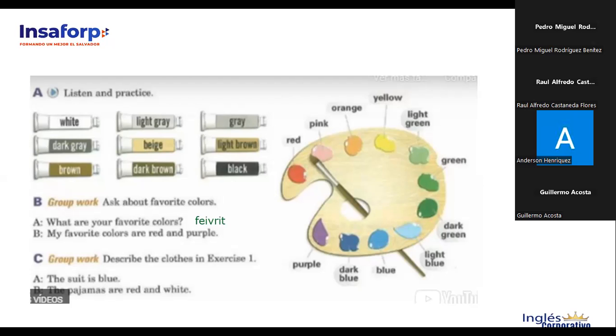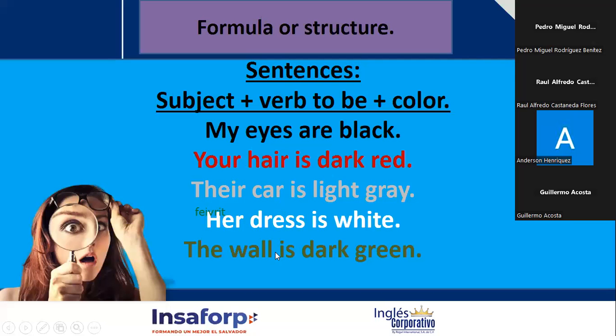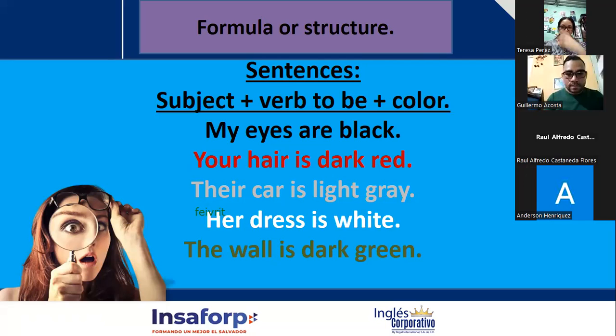Okay. So those are the colors, guys. Now in the next slide, you will see the sentences. This is the formula or structure when we want to say the colors. Para decir los colores de las cosas en inglés, vamos a utilizar esta estructura.